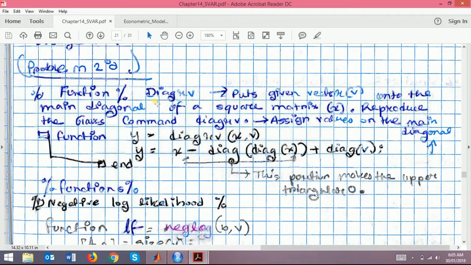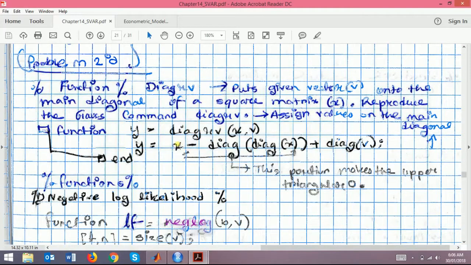We're gonna use the diag rv function, which puts a given vector onto the main diagonal of a square matrix. So a vector is put on the diagonal of the square matrix. Reproduce the Gauss command diag rv, assign values on the main diagonal. So we are assigning the values that we estimate for a vector only on the diagonals of a square matrix, right? The function itself is xv.